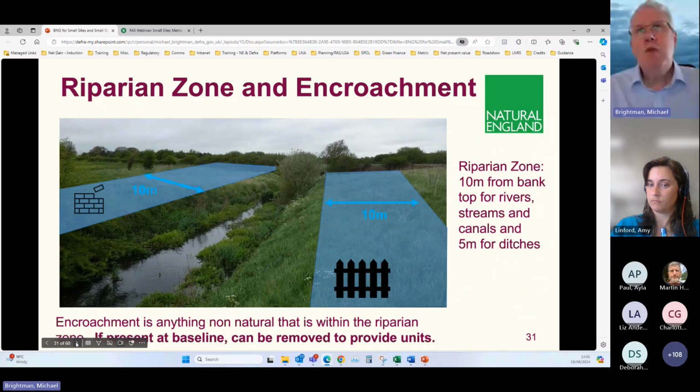Now, encroachment within the riparian zone is anything that's non-natural. Removing encroachment that's present at baseline provides units post-intervention. So where there's encroachment present at baseline that's going to be removed on a small site, they may be wanting to use the statutory biodiversity metric because the values in the small sites metric are fixed for encroachment.